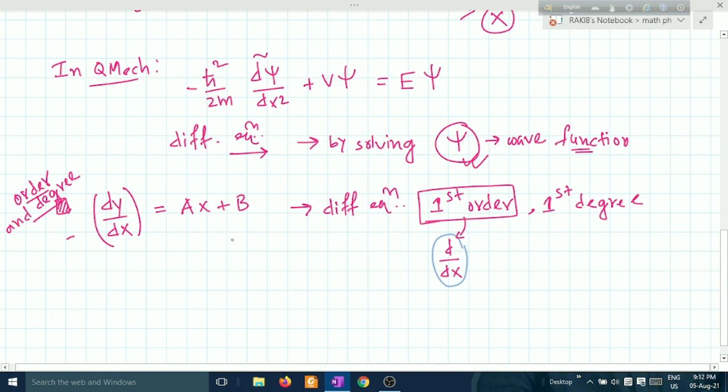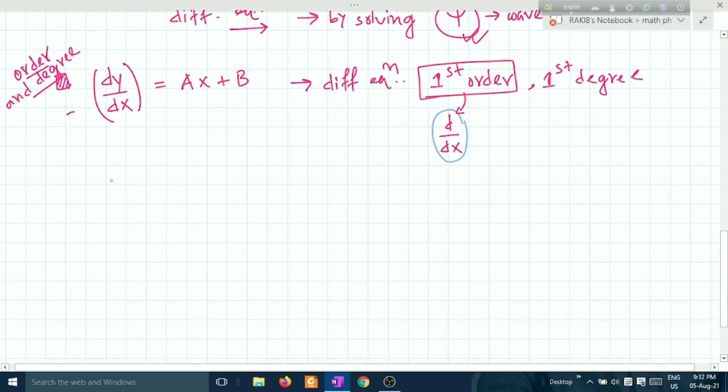Say in an equation it is given that d2y by dx2 and so on, and the other terms are there, then this will be called a second order differential equation. Now what is degree?